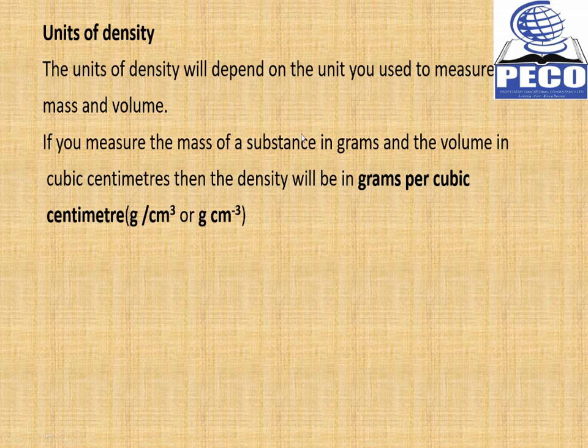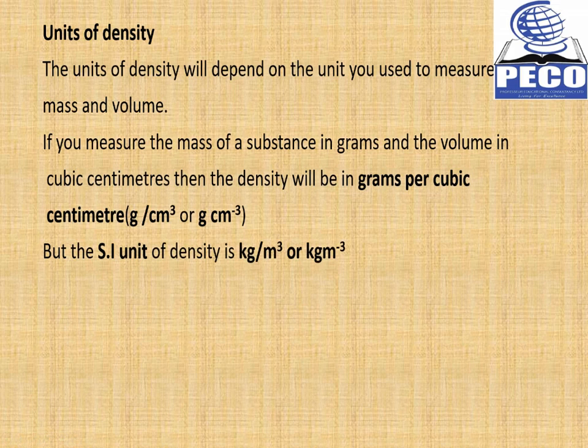In terms of symbols, grams stroke centimeters cubed if you're old fashioned, but if you're new fashioned, then you write it in this form: g cm^-3, meaning grams per cubic centimeter. So you get this unit when the mass is measured in grams and the volume in cubic centimeters.